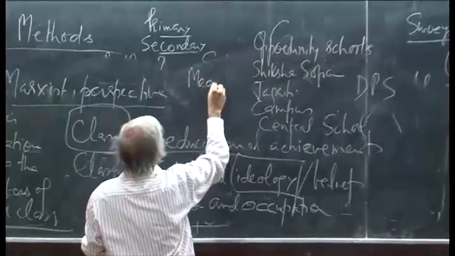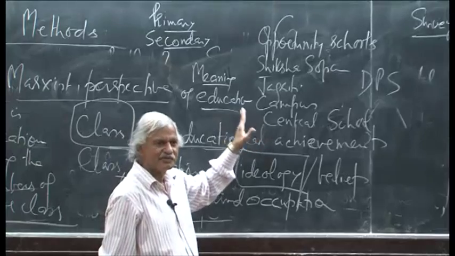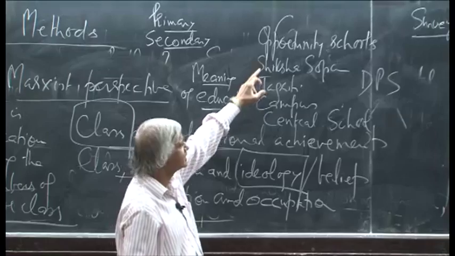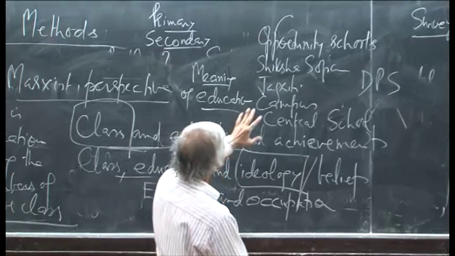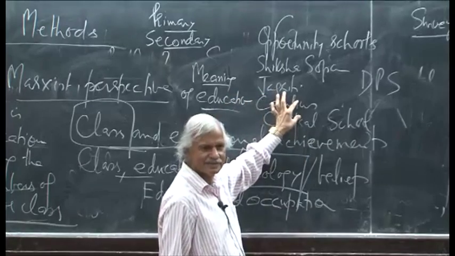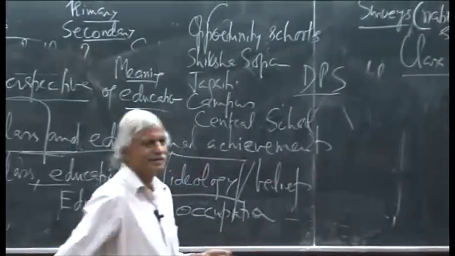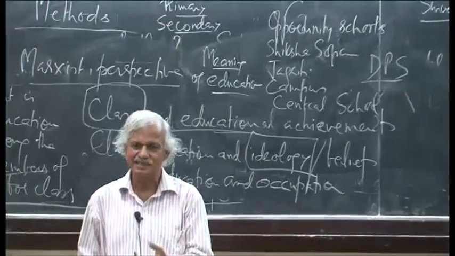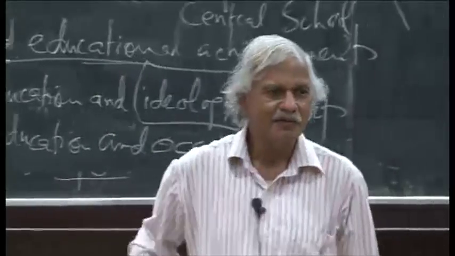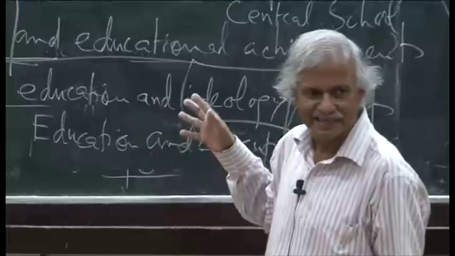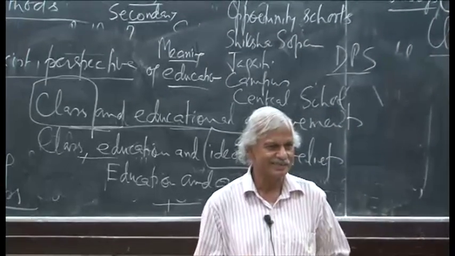This meaning of education for children going to different types of school, opportunity school, Shiksha Sopan, Jagriti, campus. Shiksha Sopan has more of an RSS type of color, and Jagriti more of a leftist kind of color. Campus school run by IIT Kanpur, central school, part of central school education, and Delhi Public School. So somebody can explore what is the meaning of education for children going to different types of schools. That is the question of symbolic interaction. Will education in these different settings develop the same kind of self or different kinds of selves among children? Self.